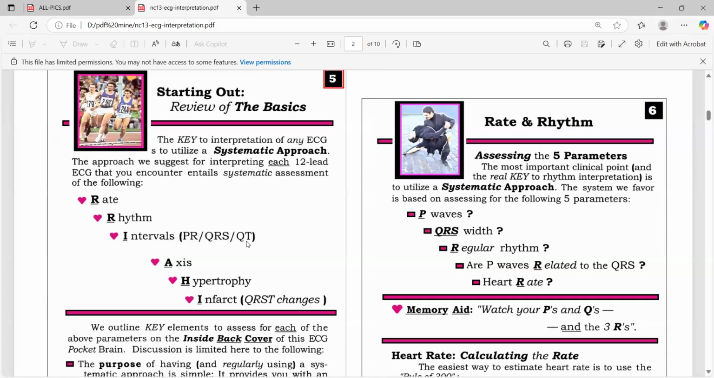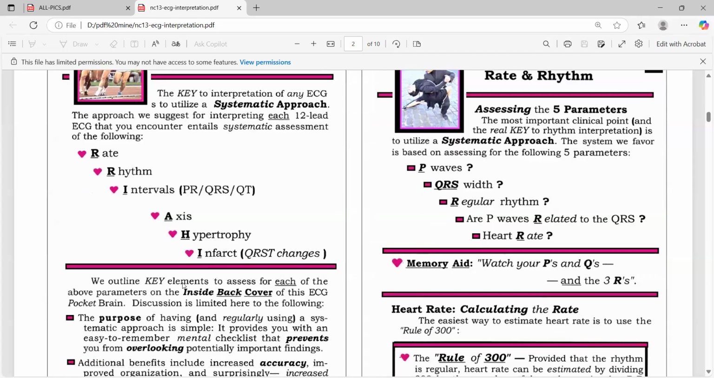And when you have seen so many normal ones, then you are able to figure out what's the difference between the irregular ones. Then the axis we already discussed, lead 1 and aVF. Then hypertrophy, how we see the increase in length. So that's more than enough.